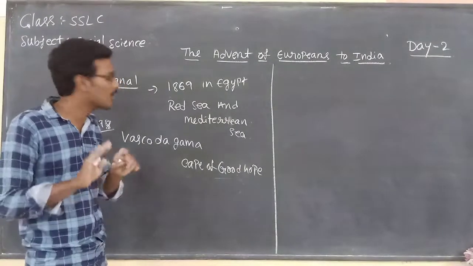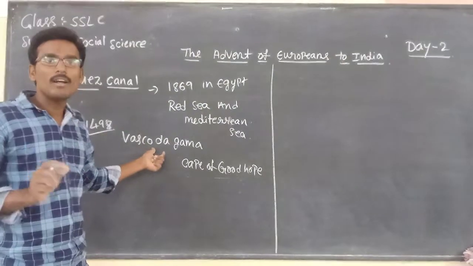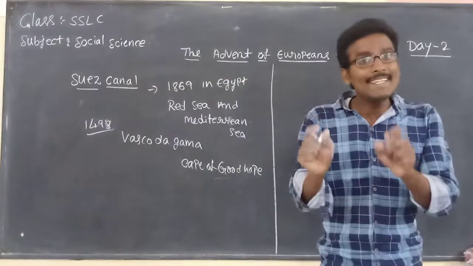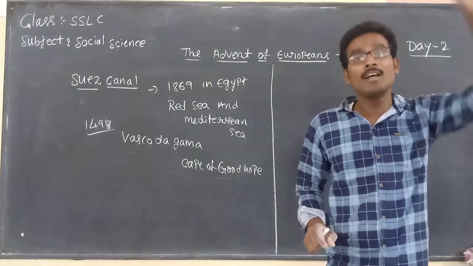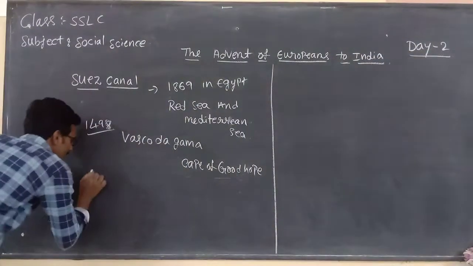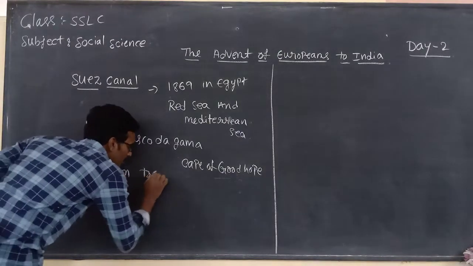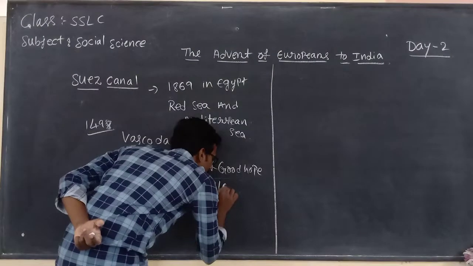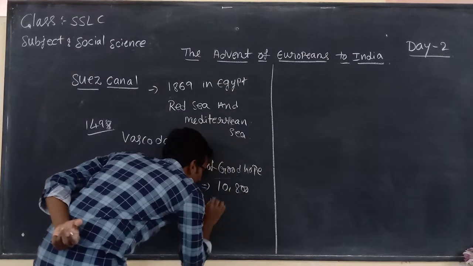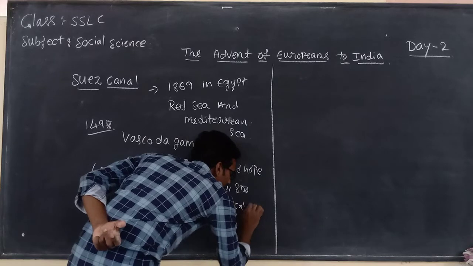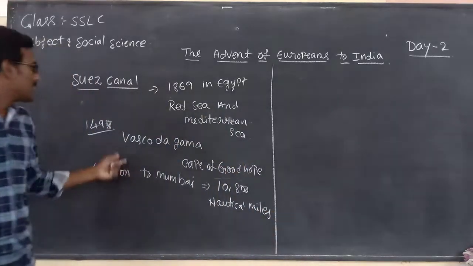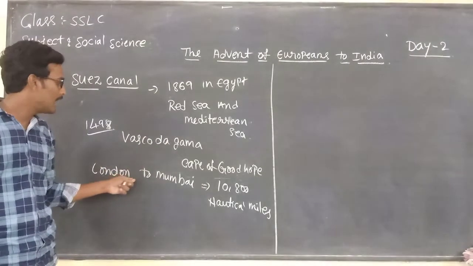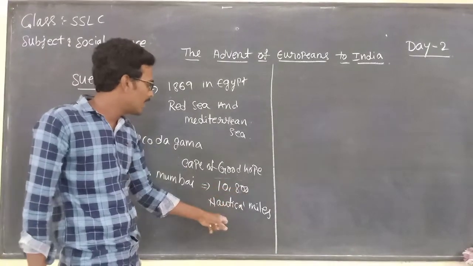So, the concept here is, through the sea route discovered by Vasco da Gama, that is through the Cape of Good Hope, the distance between London and Mumbai is approximately 10,800 nautical miles.